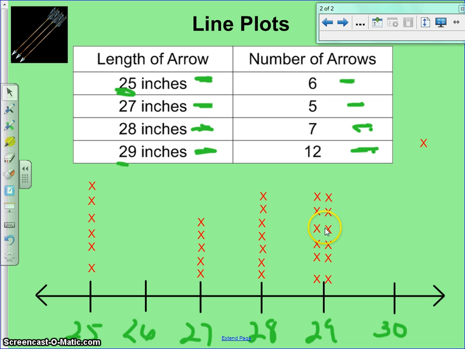So you can see and visualize the different arrows I have. 6 that are 25 inches. I have 5 that are 27 inches. I have 7 that are 28 inches. And the big number, 12 that are 29 inches.